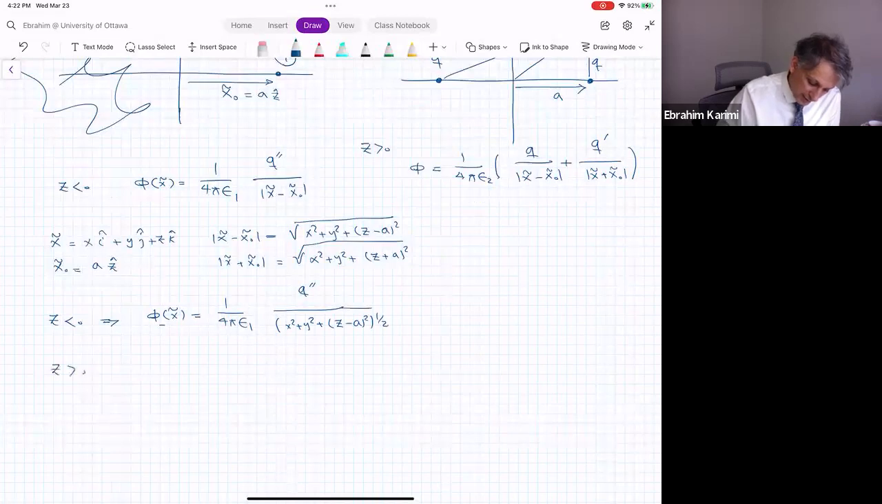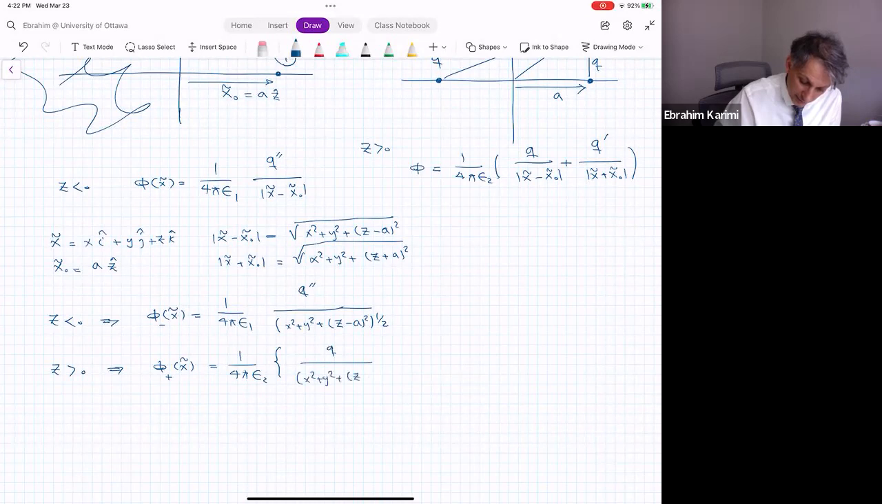For z greater than 0, I have phi plus of x, y, z equal to 1 divided by 4 pi epsilon 2, then I have two terms: q divided by the square root of x squared plus y squared plus (z minus a) squared, plus q prime divided by the square root of x squared plus y squared plus (z plus a) squared.